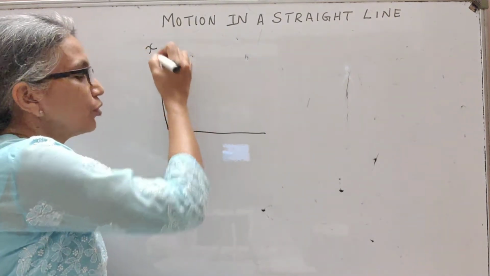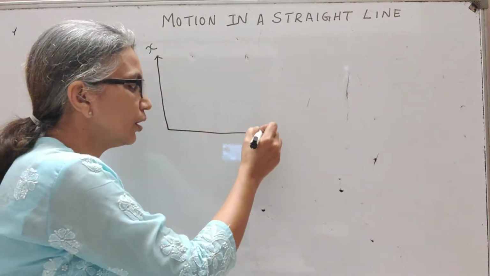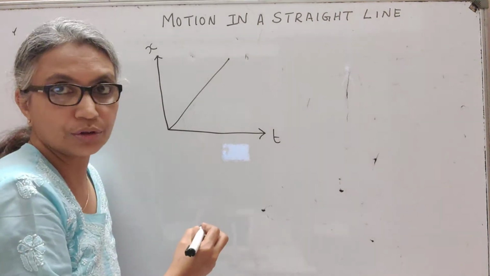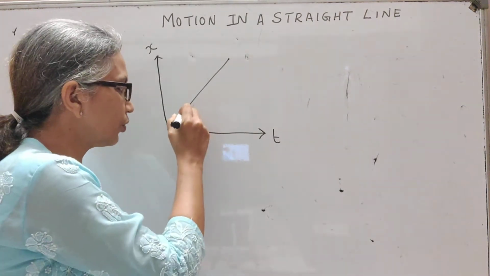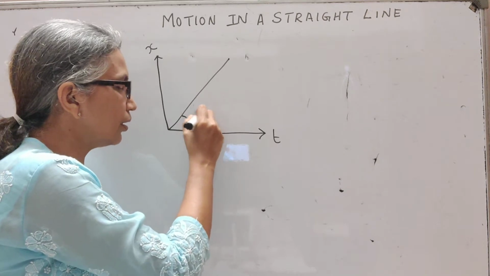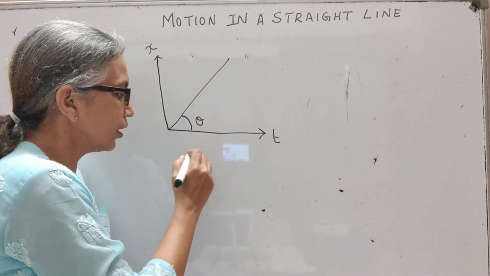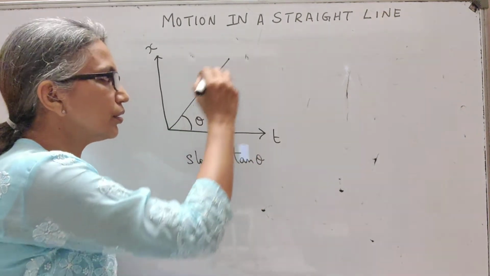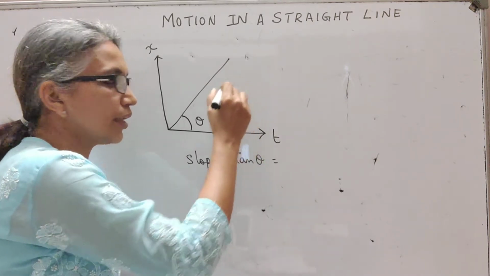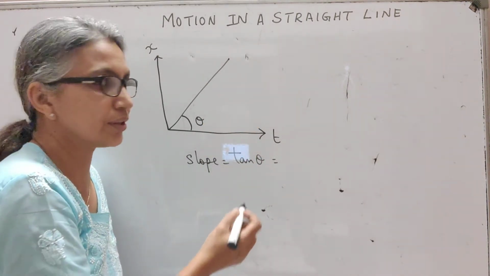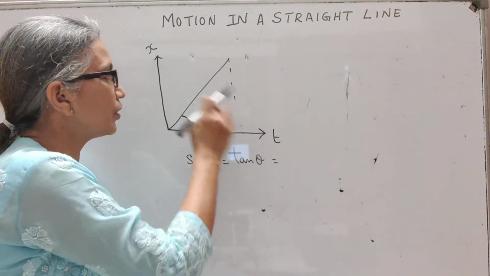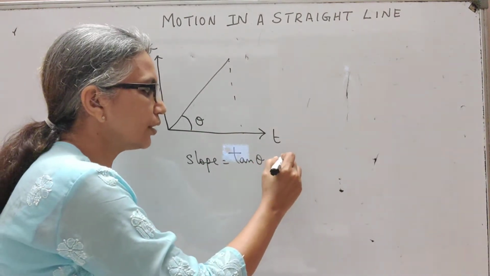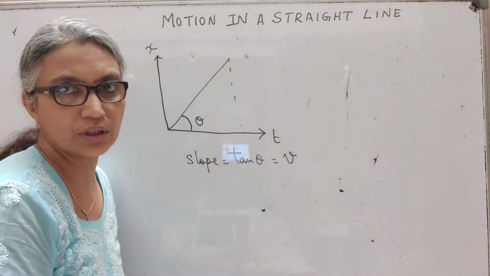Here we plot the position or the distance or displacement of the particle in time interval t, and you have a straight line, because I told you that the slope of the line would mean the angle theta that the line makes with the positive x-axis. Slope is equal to tan theta, and this tan theta will give you the velocity. Tan theta, as you know, is opposite side by adjacent side. So if you have the opposite side here representing the position and the adjacent side here representing the time, we know that tan theta, that is the slope of this line, will give you the velocity.